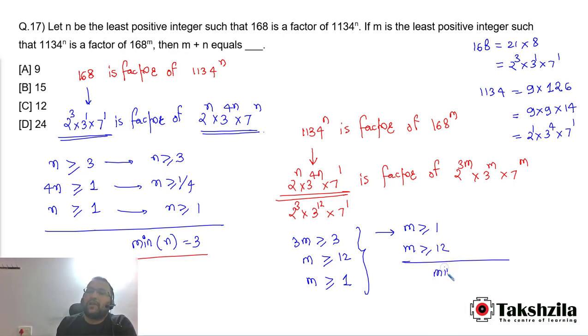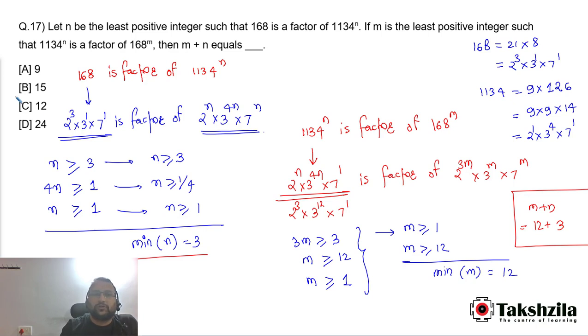So the minimum value that m can take is equal to how much? 12. So from this we can conclude the value of m plus n. Our required answer is the value of m plus n. The minimum value m can take is 12 and the minimum value that n can take is 3. So the answer of this question is 15.